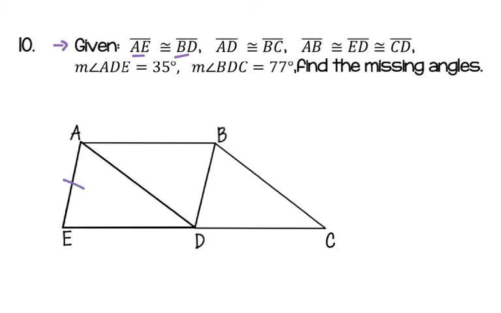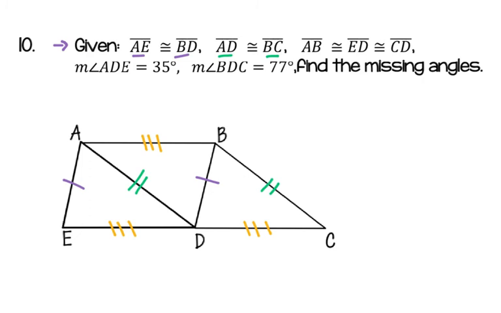So AE is congruent to BD, so I'm going to mark them with the same marking. And then AD is congruent to BC, so I'm going to come over here and mark AD, not with the same one I just did, but I'll do 2 marks there. And then BC, same thing. And then just continuing on, AB is congruent to ED, which is also congruent to CD. Okay, so that all comes from that statement.